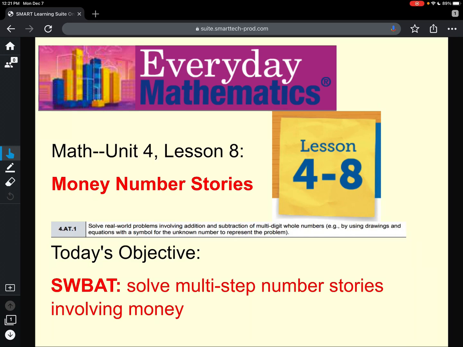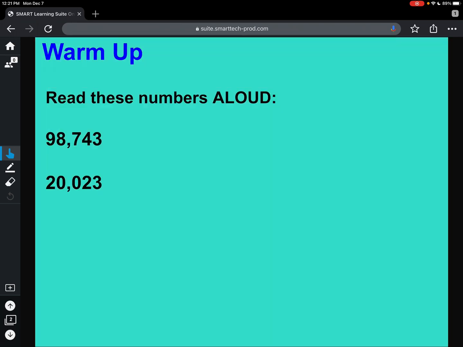Hi guys, today we're working on Unit 4, Lesson 8, which involves money number story problems. Our objective today is to solve multi-step number stories involving money.